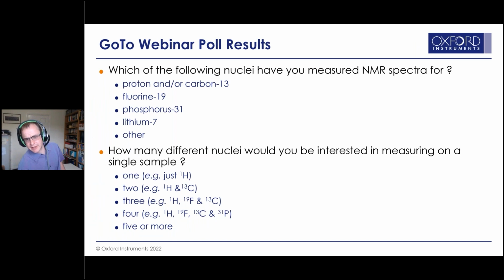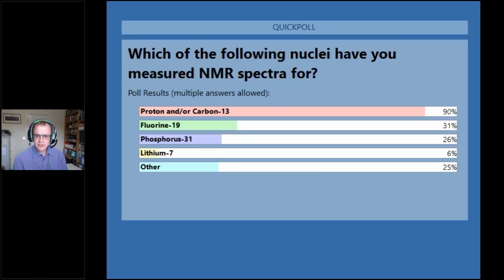Okay, Chris, can you just bring up the answers, please? So the answer to the first question, which of the following have people already measured? Perhaps unsurprisingly, mostly proton and carbon, but a good spread of the other answers, fluorine, phosphorus, lithium, and a few others. Is that more or less what you expected, Robin? I think that's pretty much what we would have expected. As I said, we spend a lot of time talking to battery people, so normally we'd perhaps see a slightly higher level at lithium-7, but it'd be interesting to see how many of those other nuclei are ones that we're going to have the opportunity to look at today.